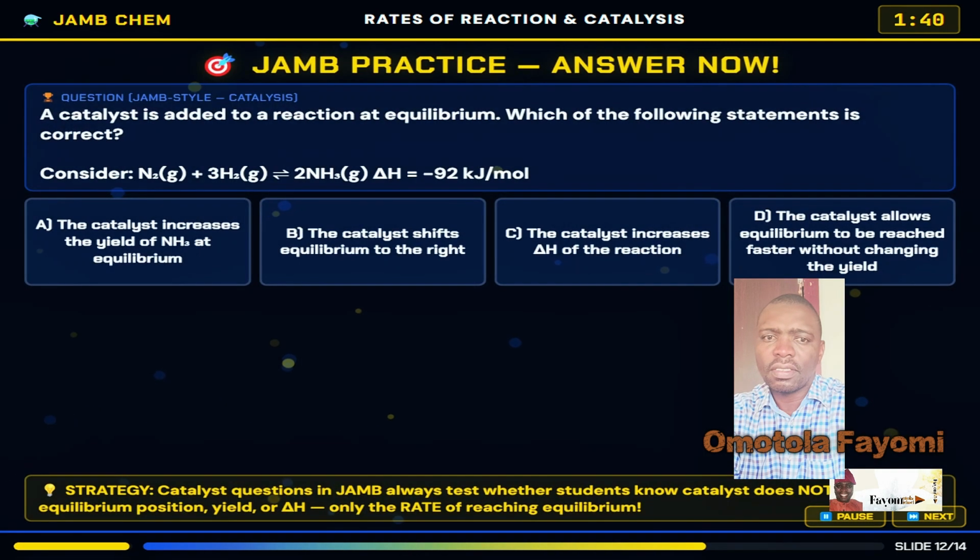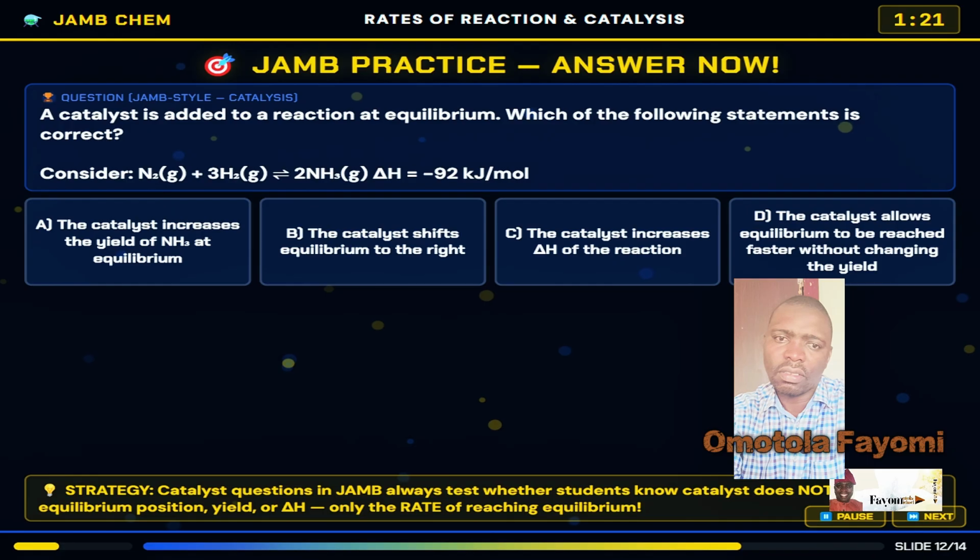This question tests one of the most important concepts about catalyst and equilibrium. Read carefully. A catalyst is added to the Haber process: nitrogen plus 3 molecules of hydrogen in equilibrium with 2 ammonia. ΔH equals minus 92 kilojoules per mole. Which statement is correct? Just write the answer in the comment section.